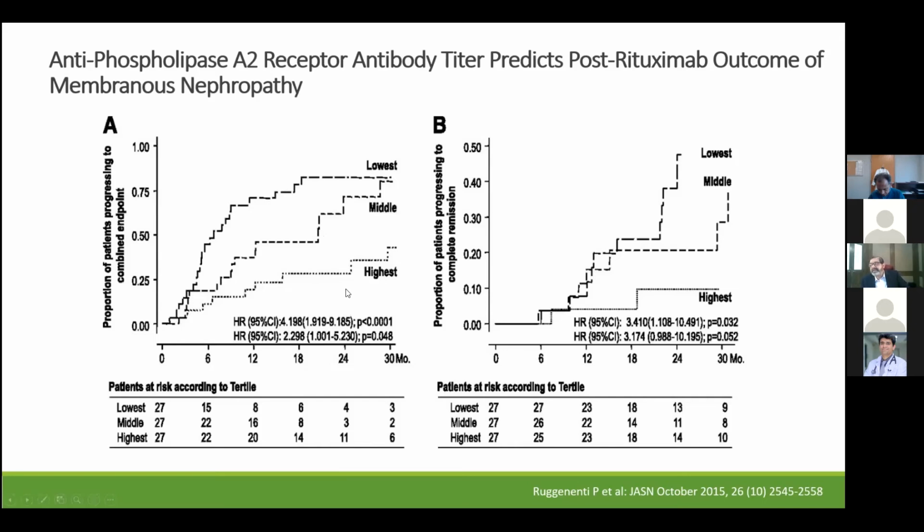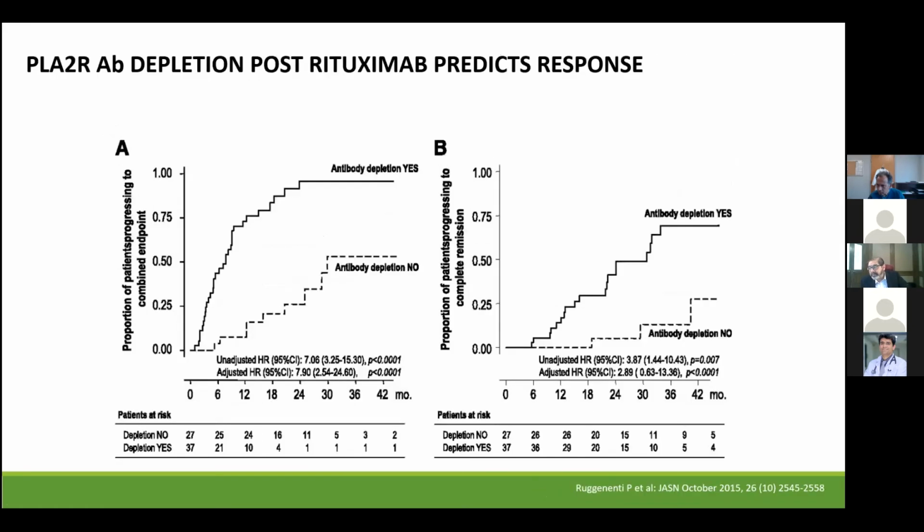But suffice it to say, the level of PLA2R antibody actually tells you what your patient is going to do. It also tells you which patient to wait on and which patient not to wait on. If you've got a fairly decent PLA2R antibody level, it's not going to remit on its own, so there's no point in subjecting them to a 6-month wait time. Go ahead and treat them.